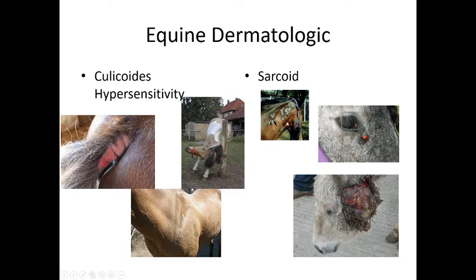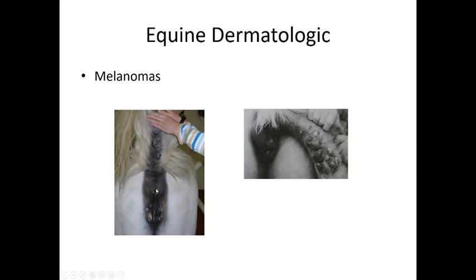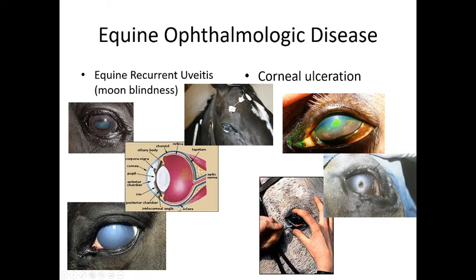Sarcoids are these hyperplasia. They're benign growths on the skin. They can look like a number of different things. So they can look like these plaque type growths. They can look like this, or they can progress to this. And so we want to get them off when they're small. Melanomas are common in white or gray horses, and we typically see them on the pigmented skin under the tail. Again, the sooner we get them off, the better.